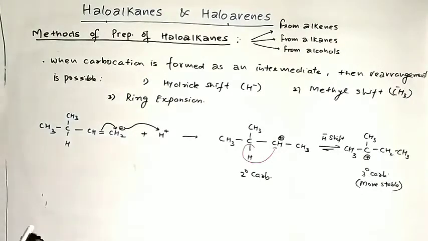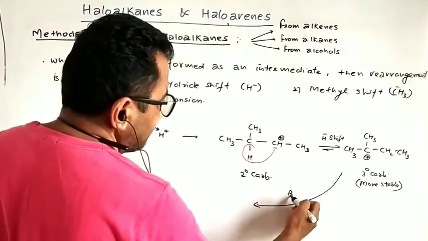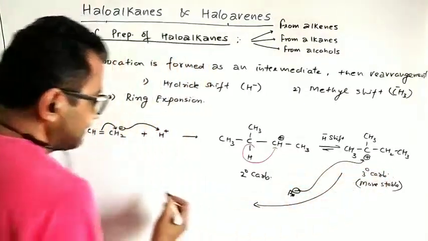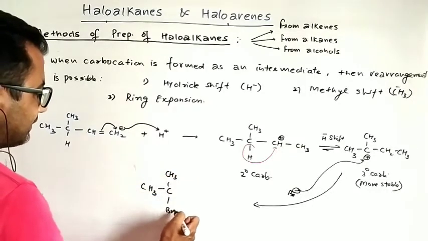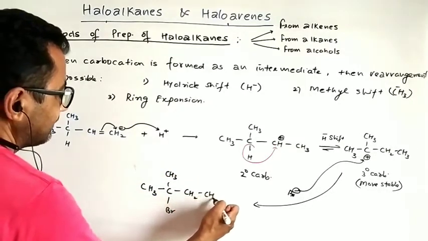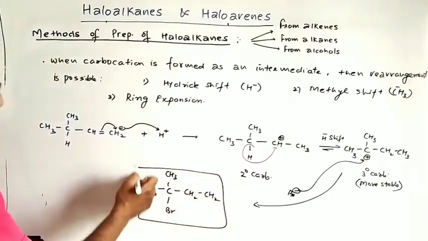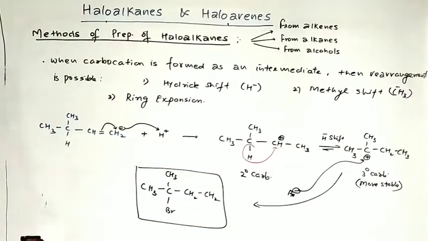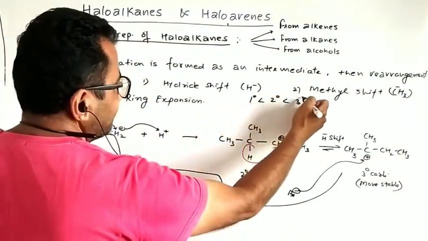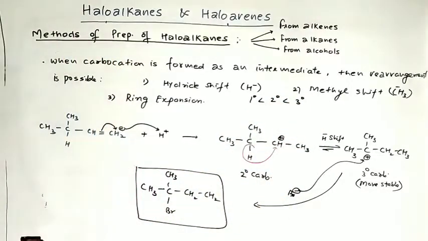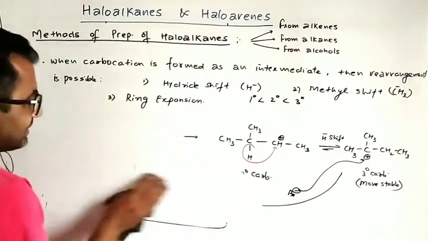Then on this 3 degree carbocation, Br negative attacks to produce the final product. So this is your major product. Such a reaction you can complete only if you know about rearrangement. Rearrangement generally takes place from 1 degree toward 2 degree, then toward 3 degree, not in the reverse direction. We move towards more stability. Okay. The same is true for methyl shift.